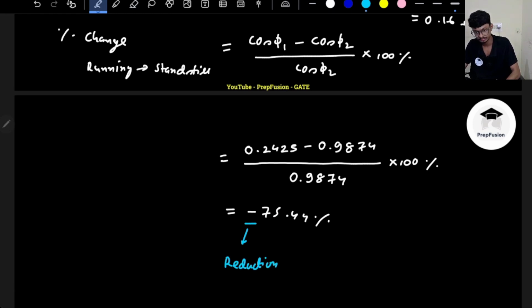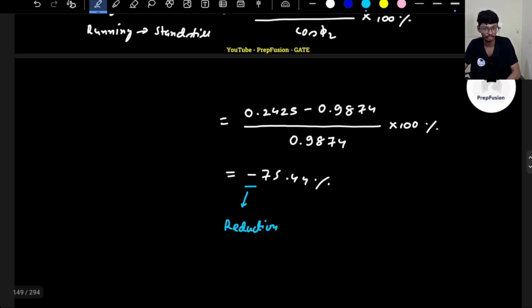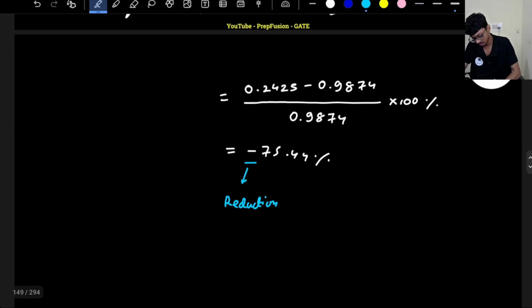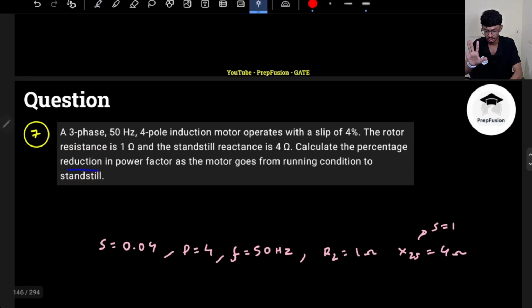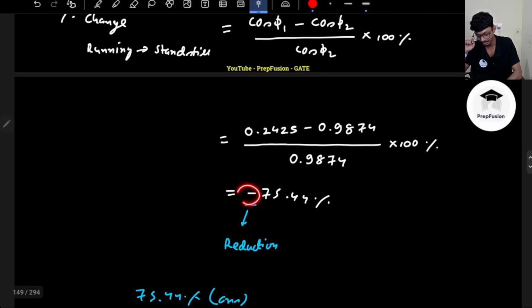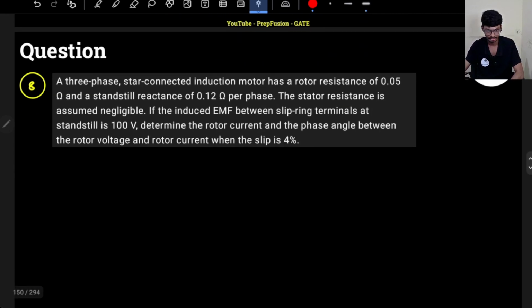And already they have asked me what is the reduction, so I don't need to write minus. My answer should not be negative. It is a NAT type question, so the answer should be 75.44 percent, because they have mentioned in the question itself that they are asking for reduction, so they know it is a reduction. So I don't have to write the negative sign to signify the reduction. I will just write directly the percentage 75.44. This will be my answer. So I hope that doubt is clear. Let's now move on to the next question.